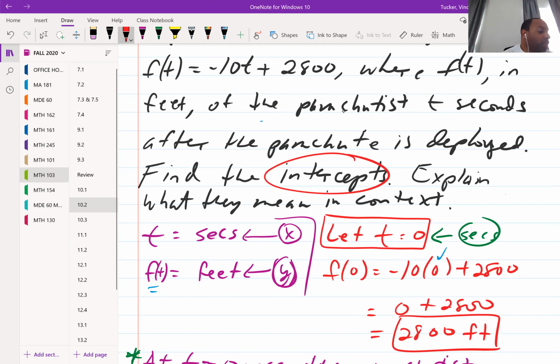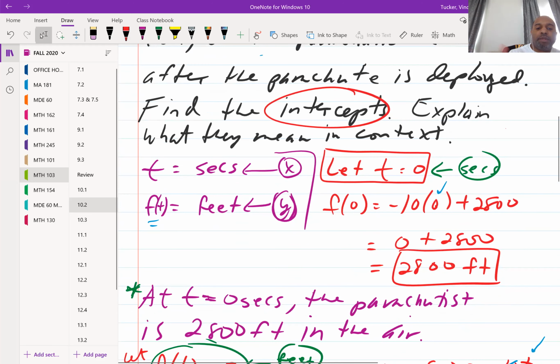So you plug 0 into the function, and we have 2,800. It represents 2,800 feet. In other words, at t equals 0 seconds, no time has passed. The value that this function gives us is 2,800 feet. So before we talk about what that means, everybody okay with what I did? All right, so in the purple, that's what it means. At t equals 0 seconds, the parachutist is 2,800 feet in the air.